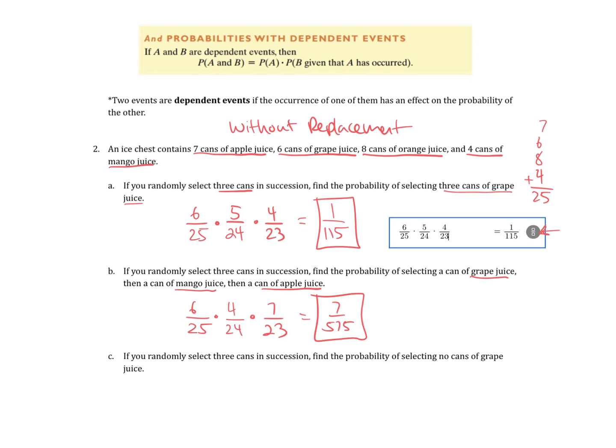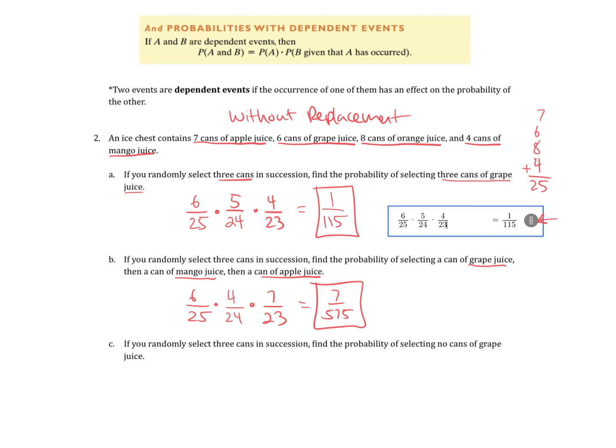And the last example, if you randomly select 3 cans in succession, find the probability of selecting no cans of grape juice. Well, so again, we're back to all 25 cans. There are 6 cans of grape juice and 25 in all. That means 25 minus 6 would be 19 cans that are not grape juice. So if I want to reach in and select something that's not grape juice, there are 19 cans in there that are not grape juice out of 25 in all.